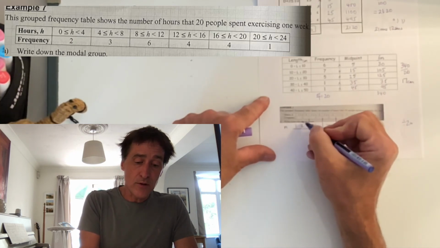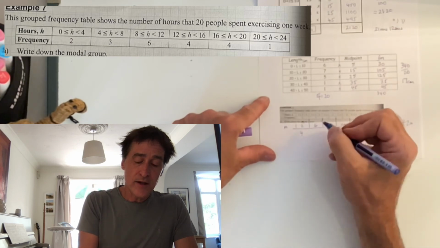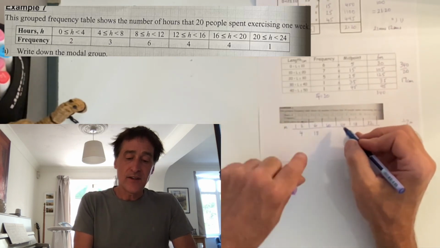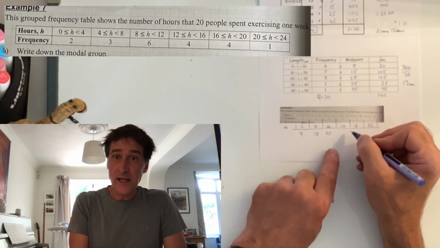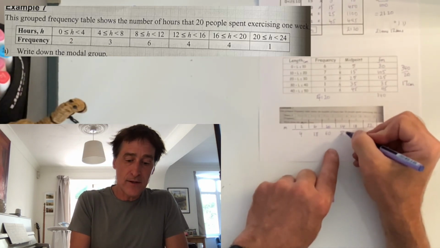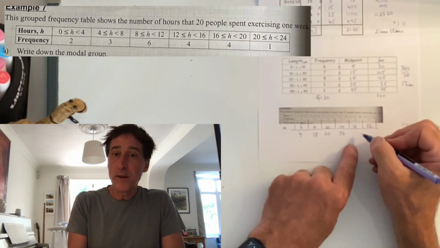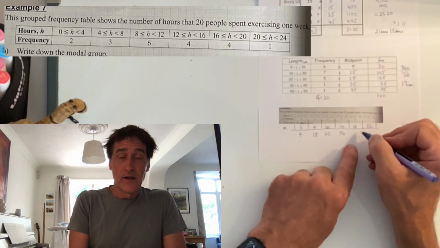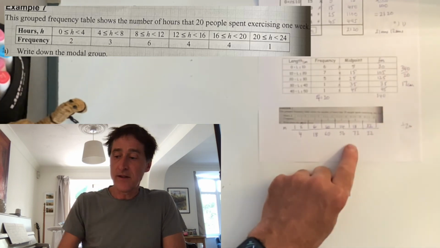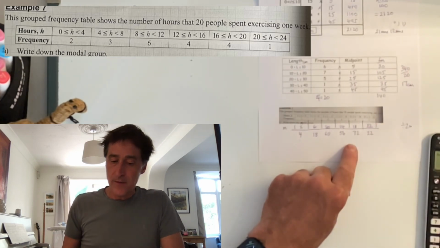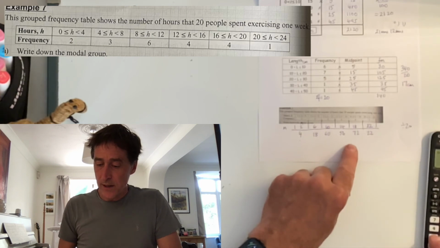So now I need to say, right, on average, 2 people spent 2 hours. So it's 2 times 2, that's 4. 6 times 3, 18. 6 people spent 10 hours each, so that's 60. 4 people spent 14 hours, so that's 56. 4 people spent 18 hours, so that's 72. And 1 person takes 22. Let's just check all of those quickly.